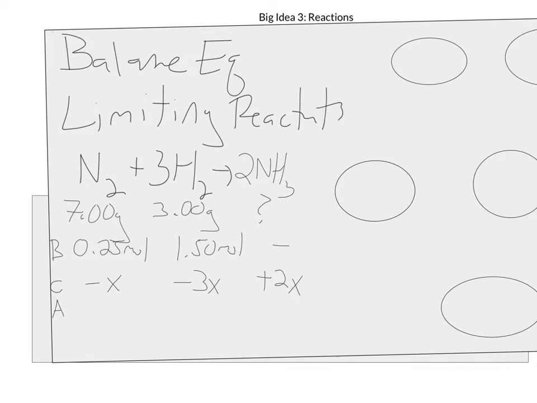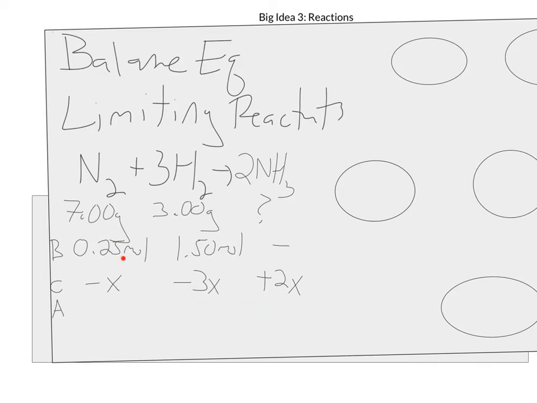One of these is going to go to 0. Either the nitrogen is going to go to 0, or the hydrogen is going to go to 0. You're not allowed to have negative numbers because you can't have negative matter. So your job is to figure out what these x values could be, either by nitrogen or hydrogen, and then carry it forward.